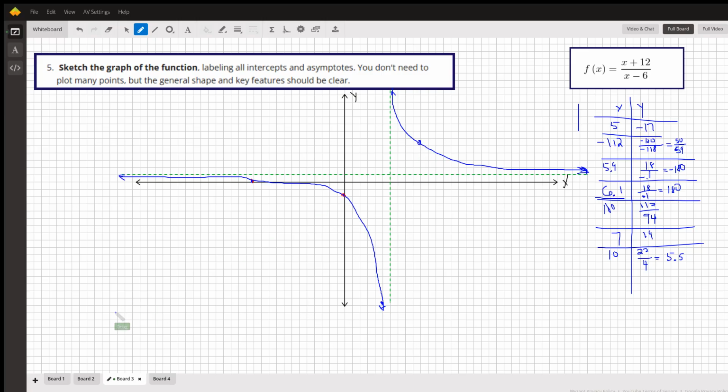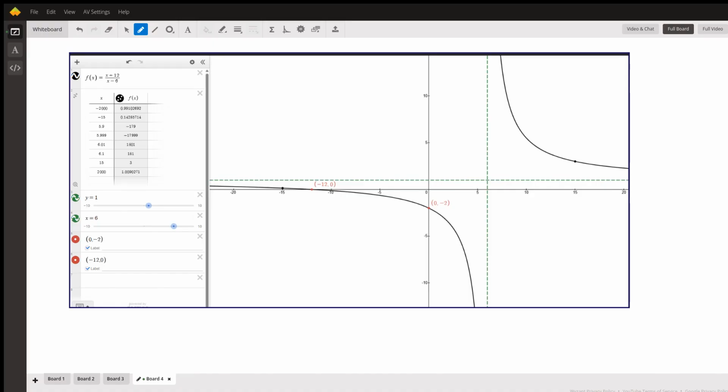And here's what it looks like on Desmos. There's the x-intercept, the y-intercept, horizontal asymptote, vertical asymptote. And this table right here kind of confirms what happens as x approaches negative infinity. The y value gets very close to 1. And as x approaches positive infinity, the y value gets very close to 1. One of them happens to be below the horizontal asymptote, one of them above.